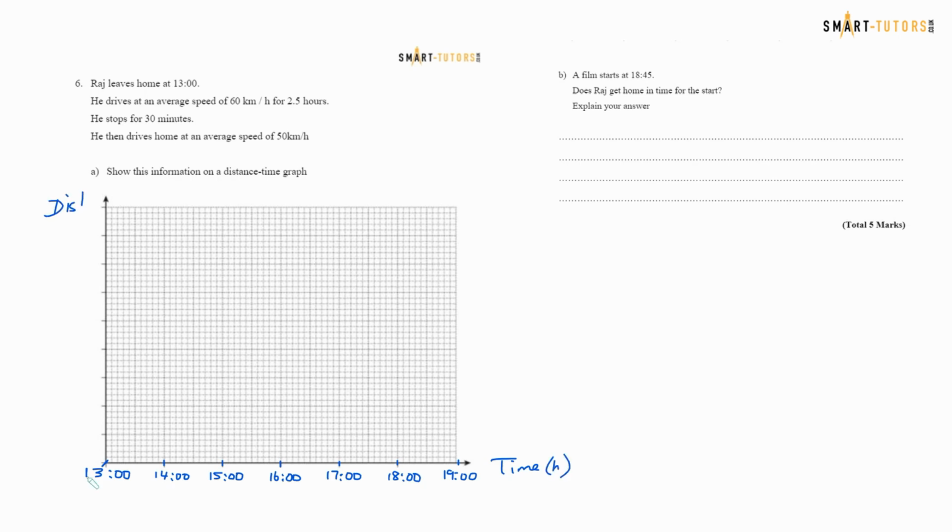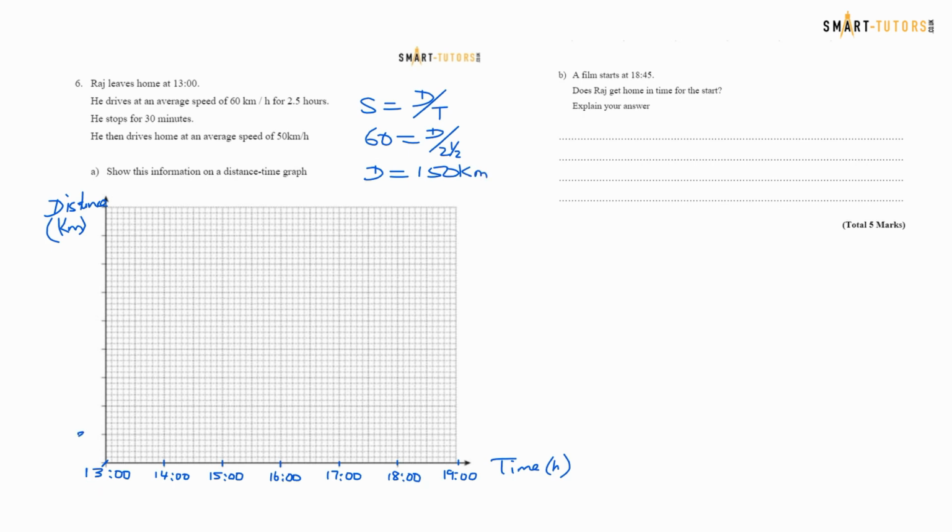So distance in kilometers. Right, so first of all, speed equals distance over time. So speed 60 kilometers equals distance over 2.5. So 2.5 times 60, the distance is 150 kilometers. So he travels 150 kilometers.